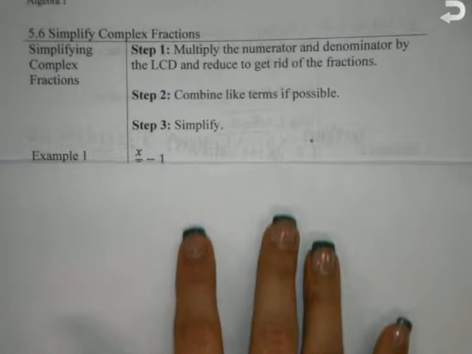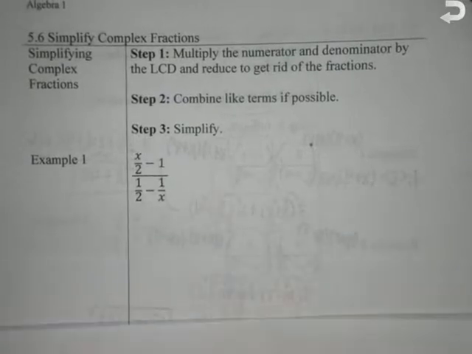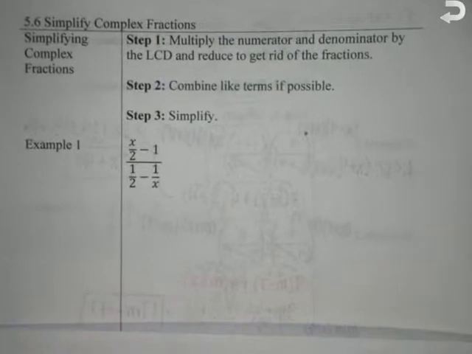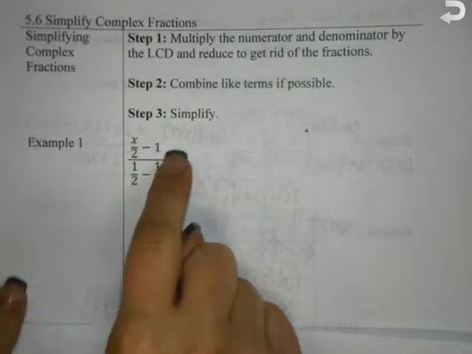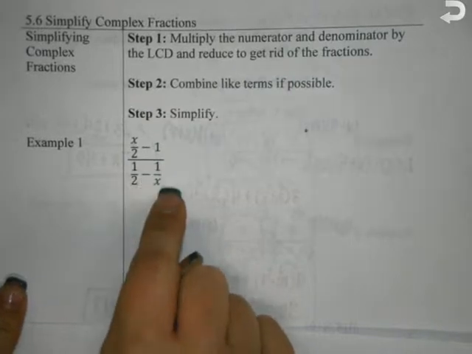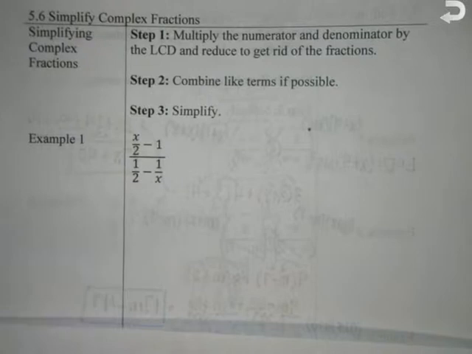Alright, so example 1, this is what I mean by it's ugly. That does not look very friendly. The reason why we don't like this is because we have x over 2 minus 1 all over 1/2 minus 1 over x. That's a fraction within a fraction. So what we want to try and do is get rid of the fractions.